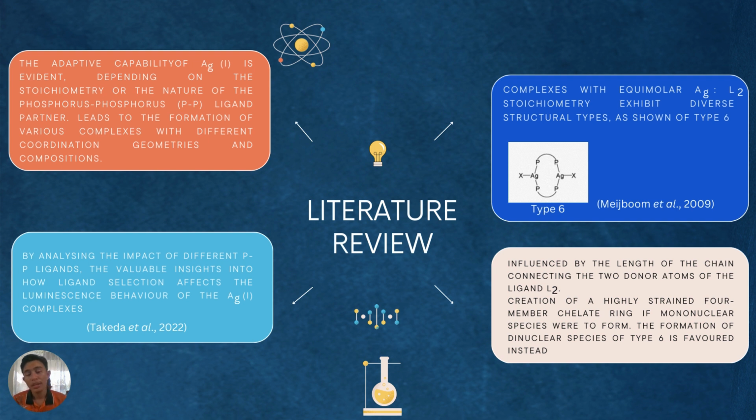Therefore, we also can say that it is influenced by the length of the chain connecting the two donor atoms of the diphosphine ligand, and then therefore it can create a highly strained four-membered chelating ring if mononuclear species were to form, or the formation of the dinuclear species of type 6 is favored instead.